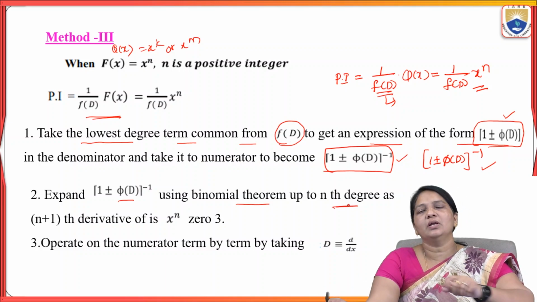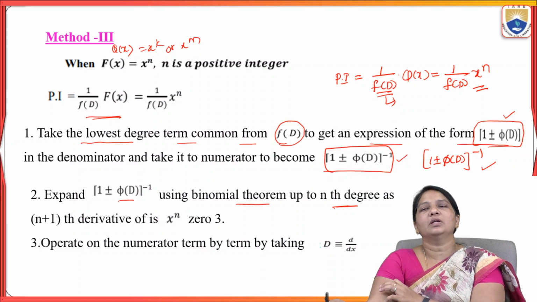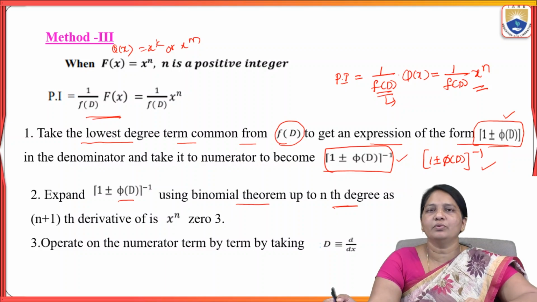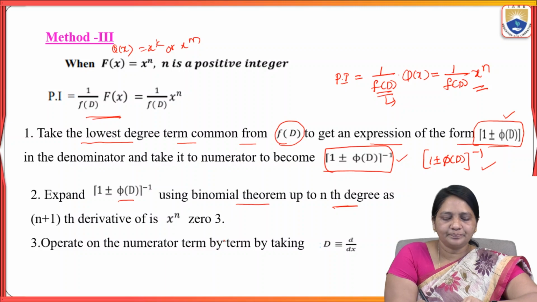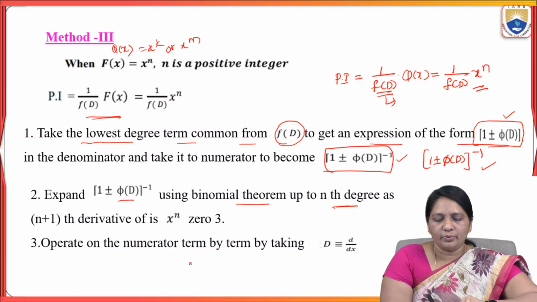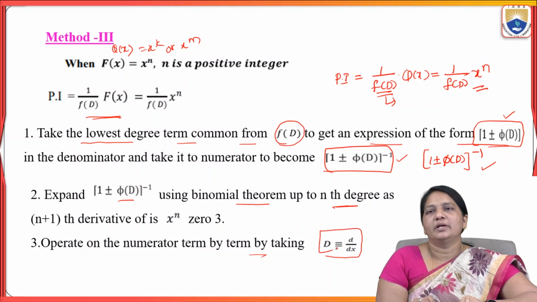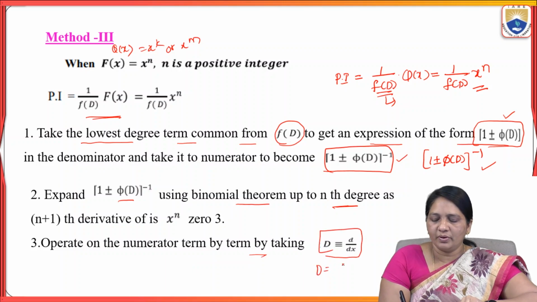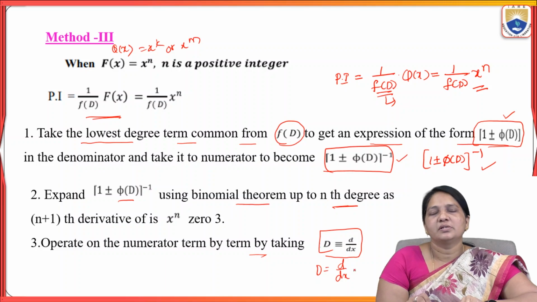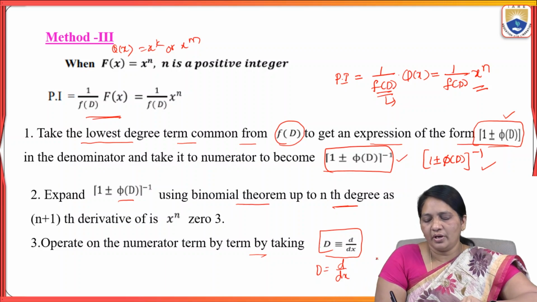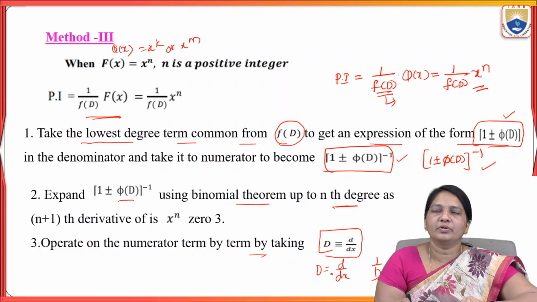Up to the nth degree, what is the value we are getting in the question? Based on that, we have to expand. So here, operate on the numerator term by term by taking D equal to d by dx. So this is the important form. This is the operator. Capital D is nothing but the derivative and 1 by D is the integration. These two terms are the basic terms we have to remember.